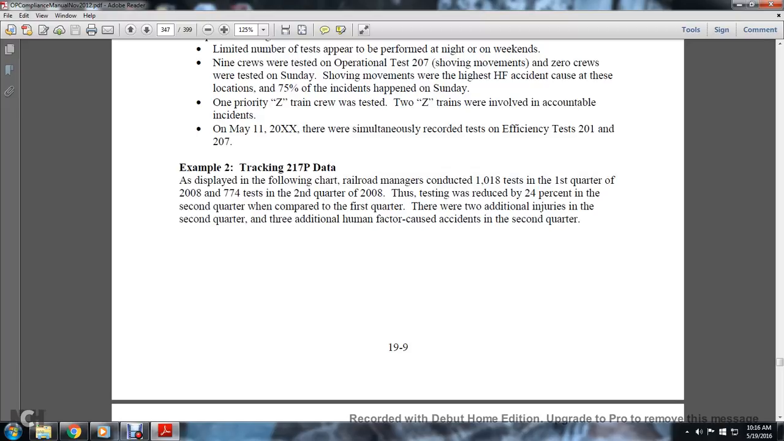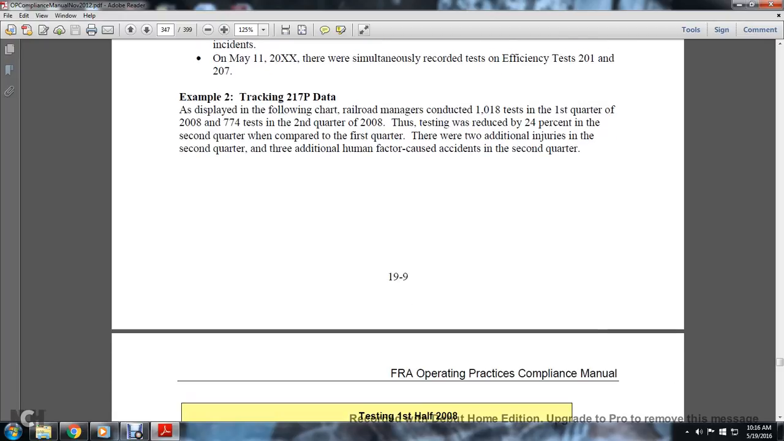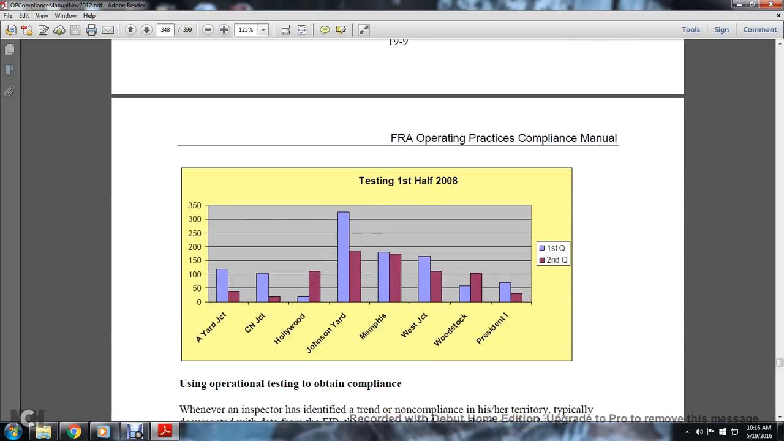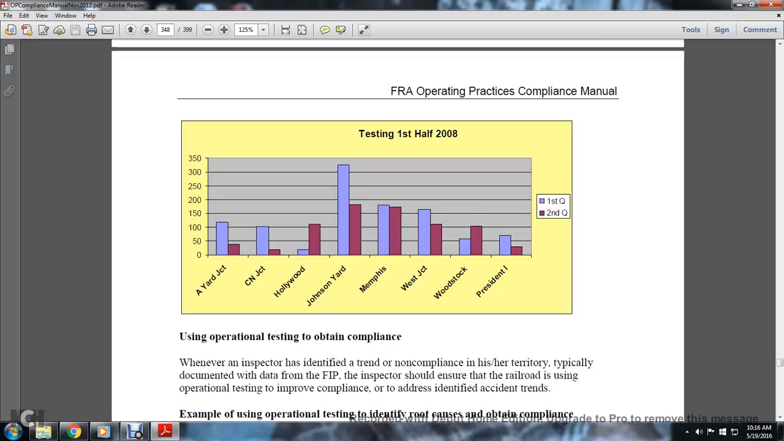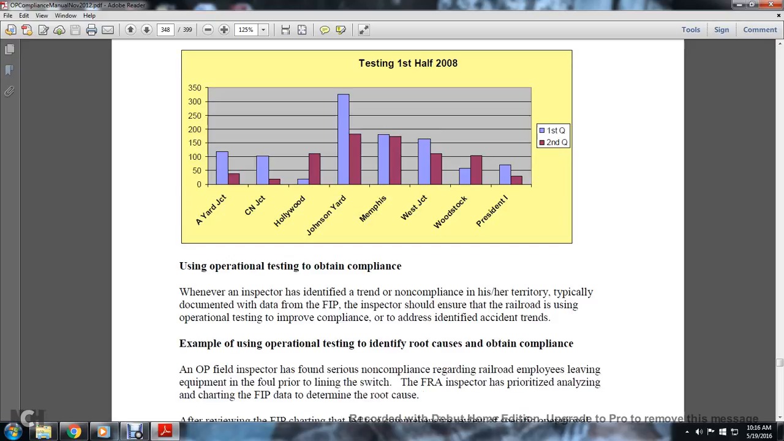Example 2, tracking. The 217P data is displayed on the following chart. Railroad managers conducted 1,018 tests in the first quarter of 2008 and 774 tests in the second quarter of 2008. Testing was reduced by 24% in the second quarter compared with the first quarter. There were 2 additional injuries in the second quarter, and an additional human factor cause of the accidents in the second quarter. This shows the testing of the first half of the year, with the first and second quarters.